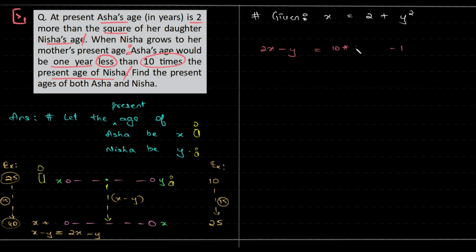Please have a look at this. Not one more, 1 year less: 10 times the present age of Nisha, minus 1. The present age of Nisha is Y. Please pause and read through.